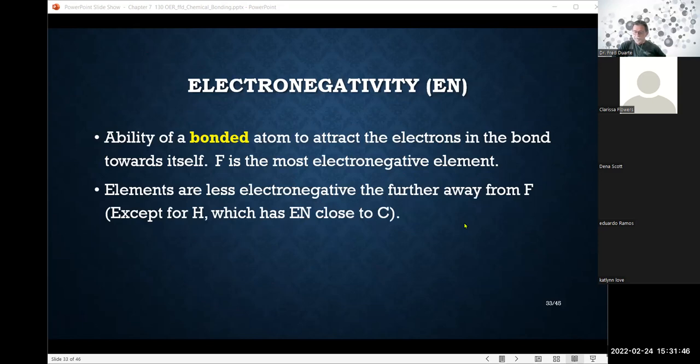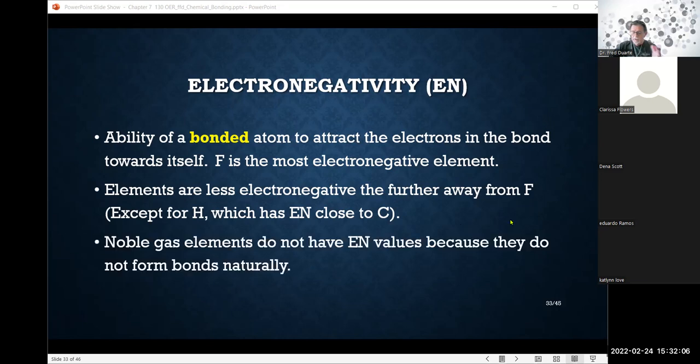Electronegativity, again, is the ability of a bonded atom to attract the electrons in a bond onto itself. Elements that are less electronegative are further away from fluorine. Fluorine is the most electronegative element on the periodic table. Noble gases obviously wouldn't even play a factor here because they don't react. Their octet is already fulfilled, so there's no electronegativity. They have an EN of zero.